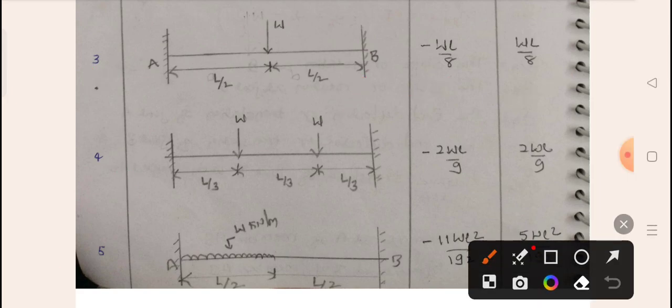Next formula. If two point loads are acting at the same distance, that means L by 3 distance, what is the formula? Minus 2 W L by 9 for M F A B, and for M F B A it will be equal to 2 W L by 9. In the class I gave some tricks.